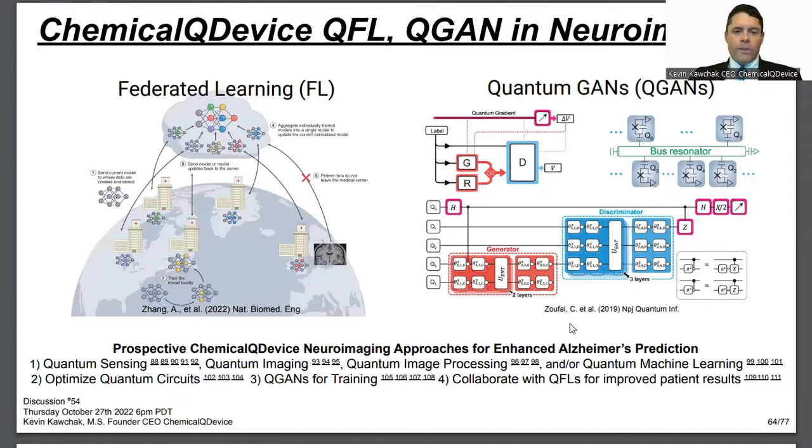And then in the previous decks at the bottom, where it says prospective ChemicalQDevice, there's rationale for using quantum sensors. There's rationale for using third-party QML with quantum, third-party quantum sensors, quantum memory, quantum hardware, that kind of stuff too.